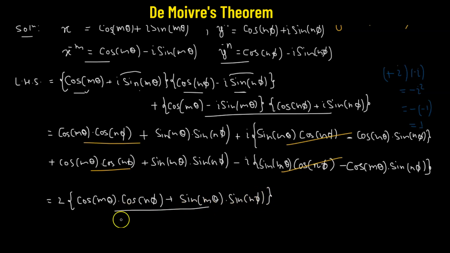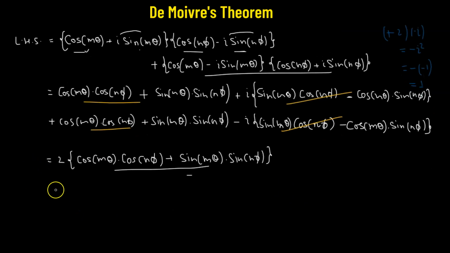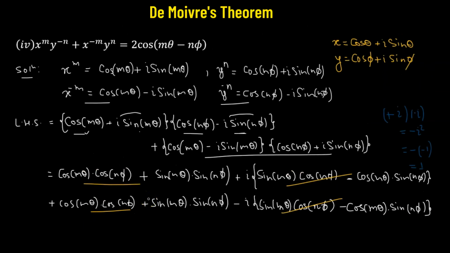Now this is the expansion of expression 2 times cosine of m theta minus n phi. And we have successfully shown that this is equal to the left hand side, 2 times cosine of m theta minus n phi.